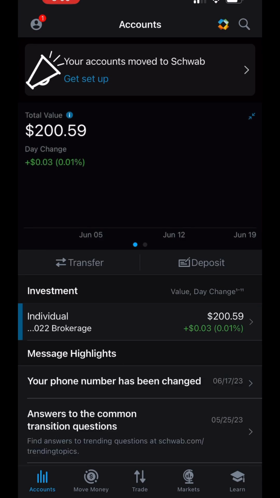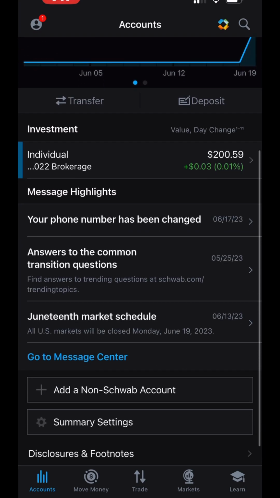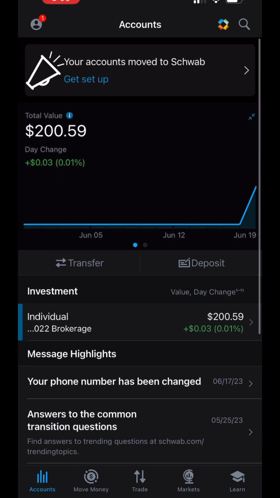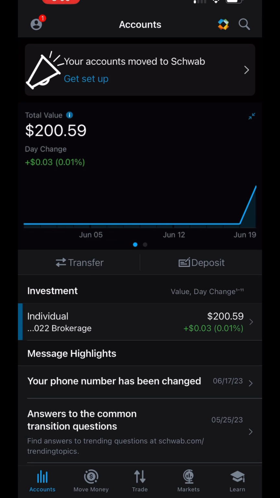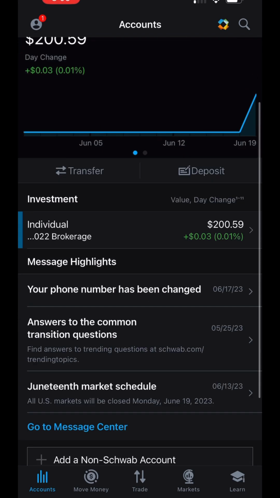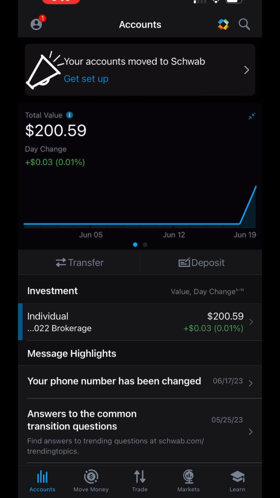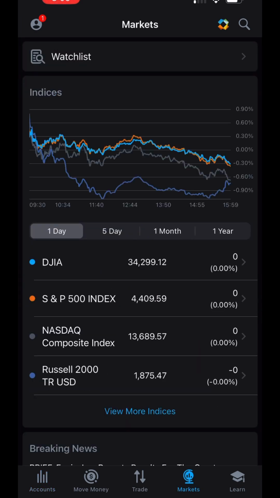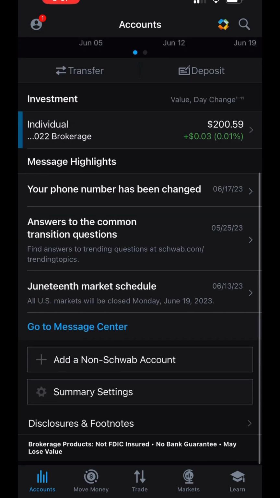I'm going to log into my other account. So I have another brokerage account. I've had this one for multiple years. It looks like it used to be TD Ameritrade. It looks like Schwab bought out TD Ameritrade. And basically, this is another brokerage account that I have, and I keep some other money in here.